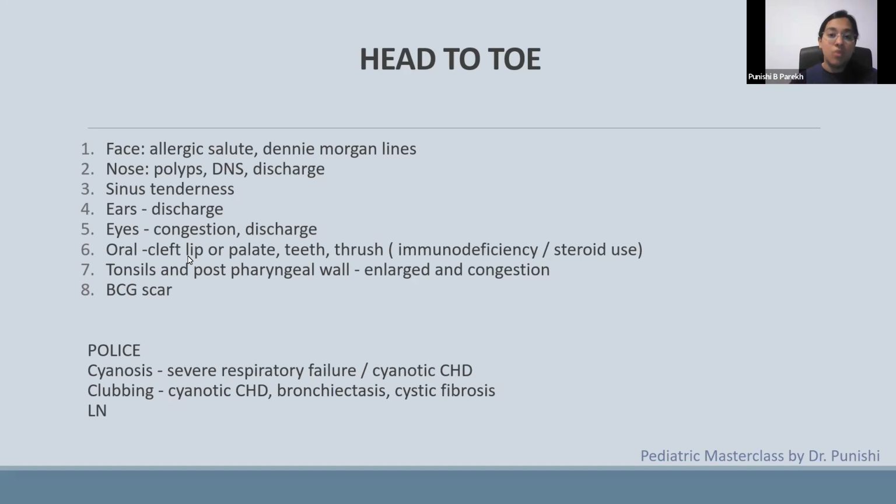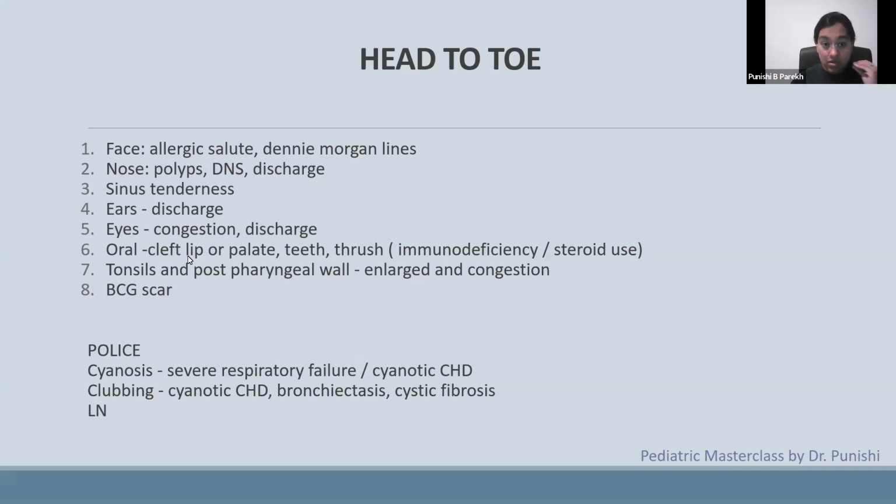Teeth, oral hygiene is important because again, hygiene is very important. The child might be aspirating on those anaerobes and oral bacteria, oral organisms, which again increases the risk of infections. So if you look at tonsils and posterior pharyngeal wall, you could look for enlargement and congestion, and BCG scar is important again in our country where tuberculosis is so prevalent. In your general examination, look for pallor, cyanosis, icterus, edema, clubbing, or lymphadenopathy.